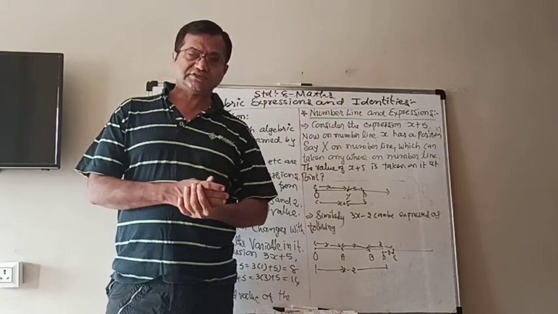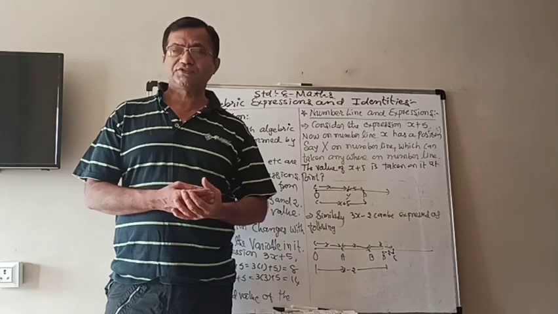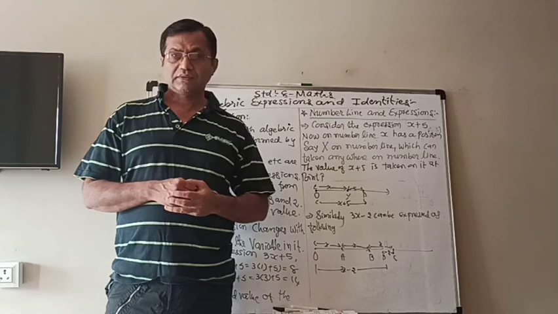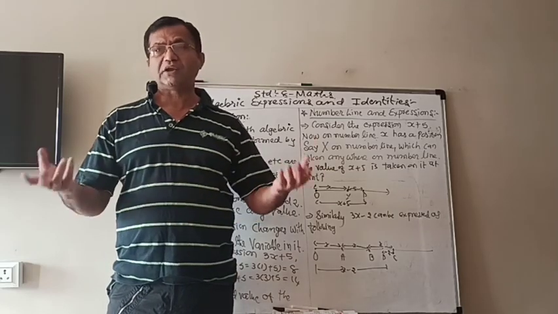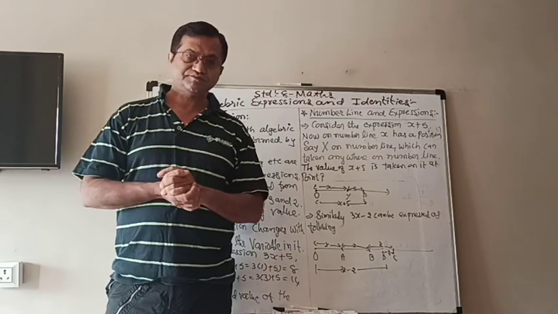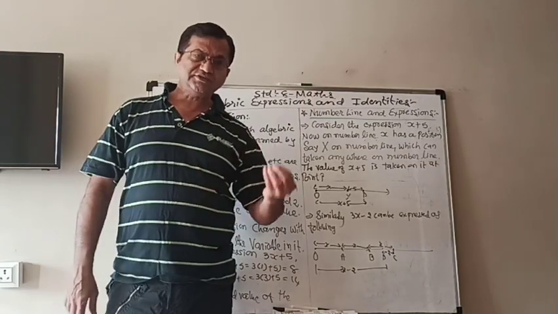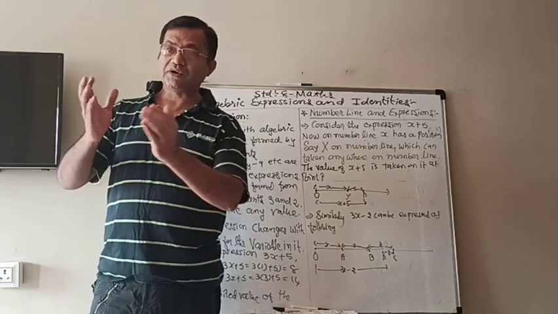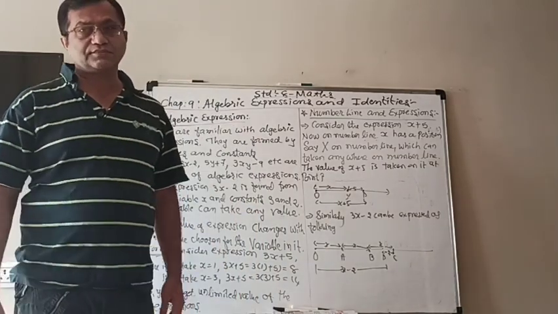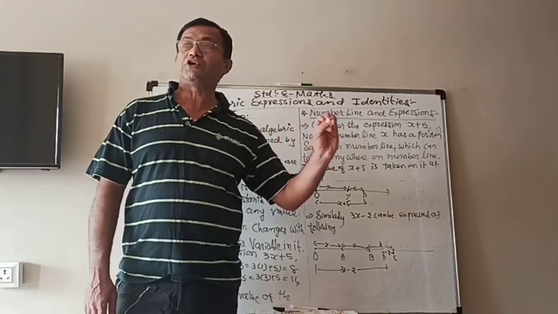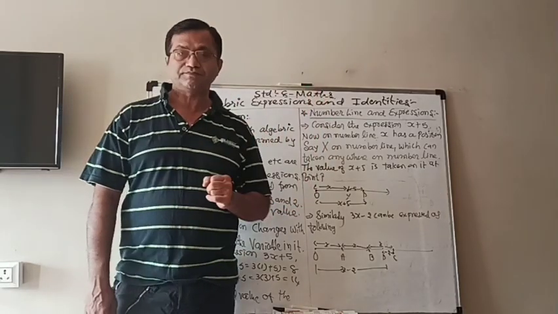But the constants are those whose value is fixed. For example, we know the numbers 5, 7, -9, 8, etc. You use them anywhere, their values are the same. So they are known as constants. Sometimes those constants are also denoted by a, b and c.